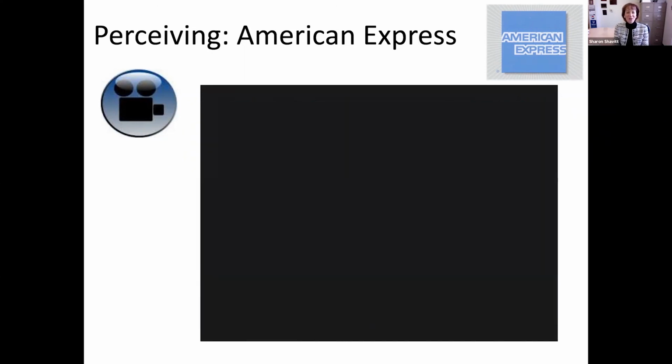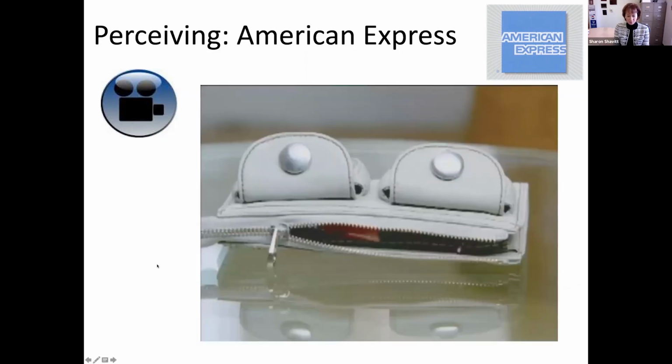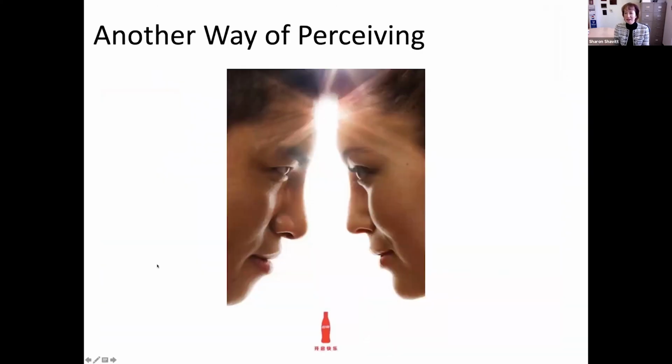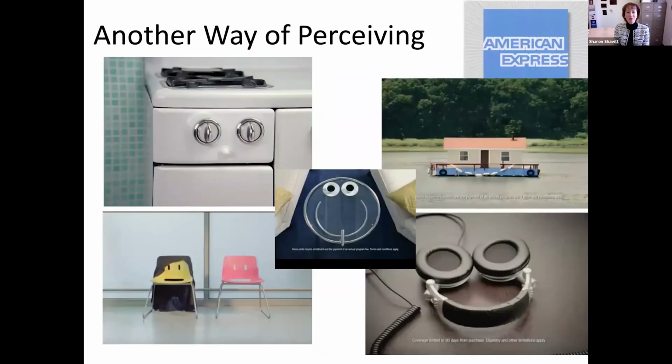Okay, so to understand this ad, you have to be able to tie elements together. You have to be able to perceive things in a new way. So here's another way of perceiving. Here you had to come up with a gestalt or holistic impression of the images that ties different elements on the screen together.